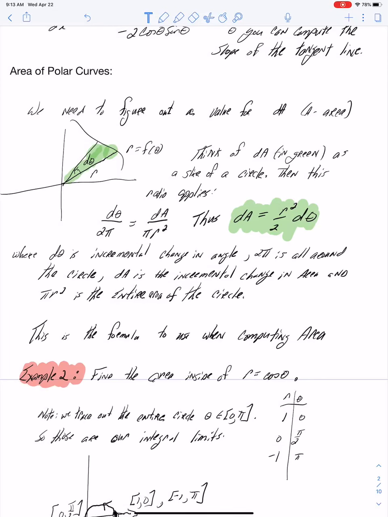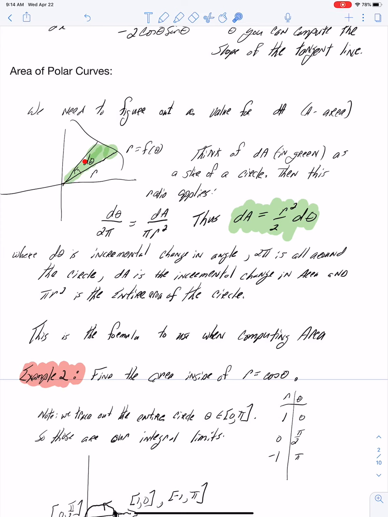Now I want to talk about area of polar curves. The bottom line is we need to figure out the value for dA, a differential of area. It's different in polar than it is in Cartesian. So suppose I have a polar function, r is equal to f of theta. And I think of dA, my little differential of area, as this little piece right here.